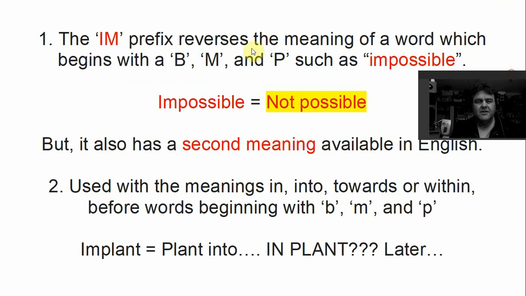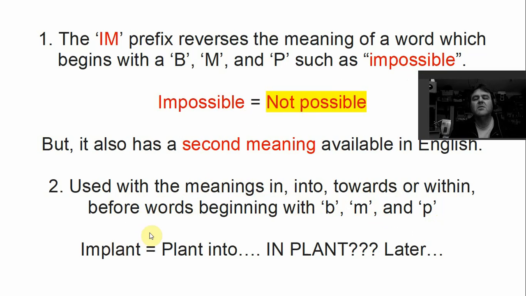Right, so looking, I found that the IM prefix at the start, in the first instance, reverses the meaning of a word that begins with a B, an M, or a P. Like in impossible. You take away the IM and it becomes possible. So it's reversing possible, making it impossible. But there's a second meaning or use available in English. It can be used to mean in, or into, or towards, or within before words that begin with B, M, and P.